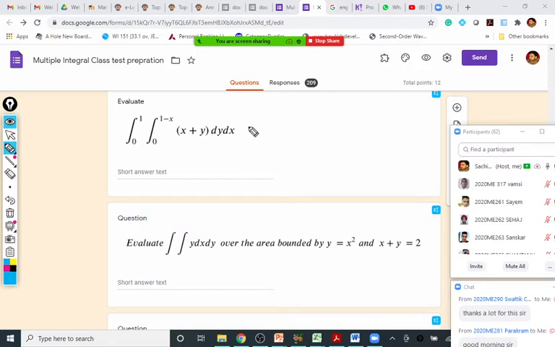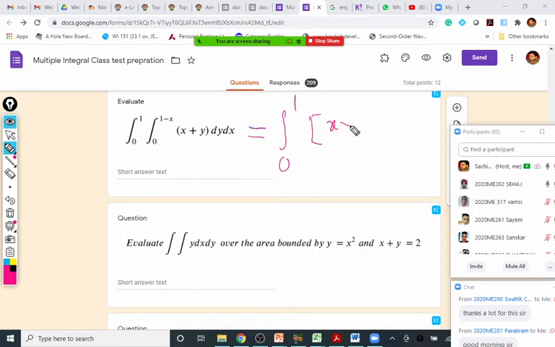So let me evaluate first to integrate this. Okay, question 262. Can you tell me the first integration? So we'll integrate with respect to y. So what is the integration?